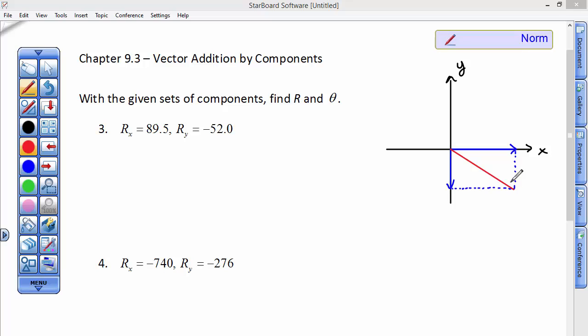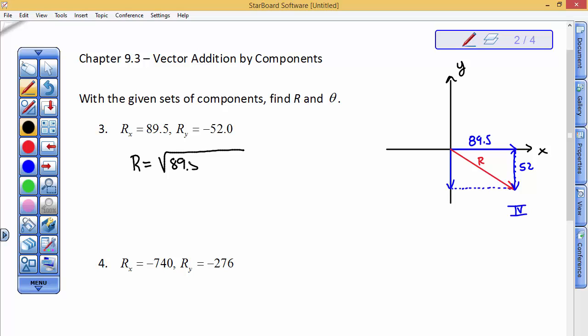So I want to find this, and I'm just going to drop this line way over here. Remember that this one is 89.5 and this one is 52 units in length, but the negative got me into the fourth quadrant because my y component was negative. When I solve for the r value, I'm just going to take the 89.5 and square it, and the 52 and square it. I don't need to put the negative sign in because a negative number squared is positive. So please don't put it in, because if you don't put that in parentheses, it's going to give you an incorrect answer. The length of that red line is 103.5.